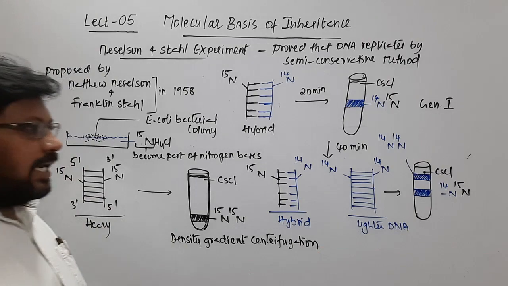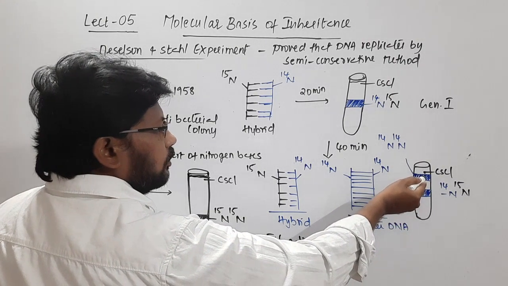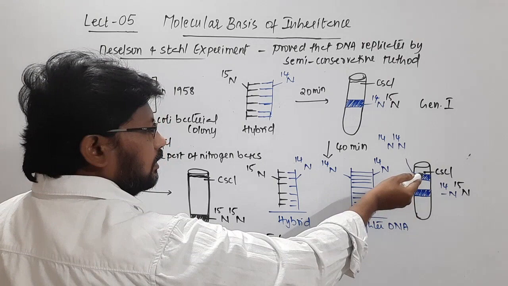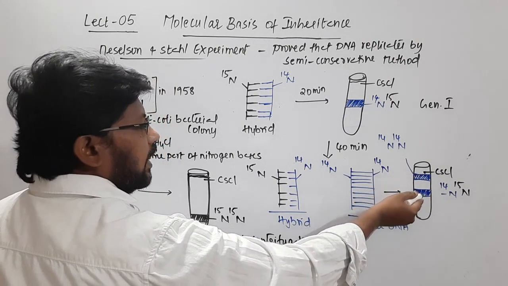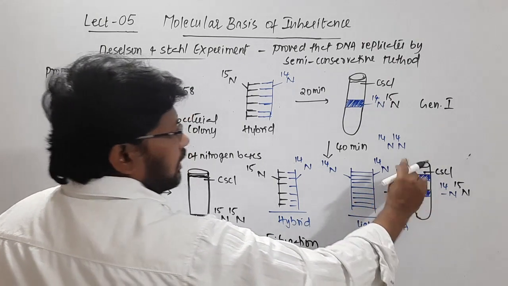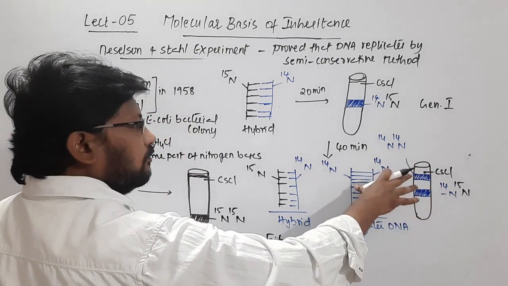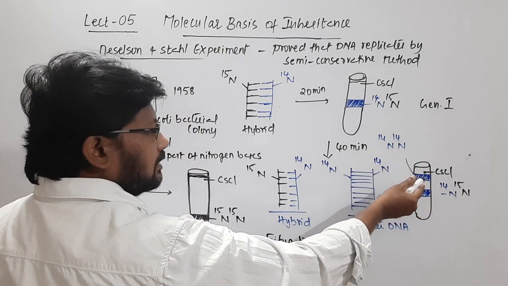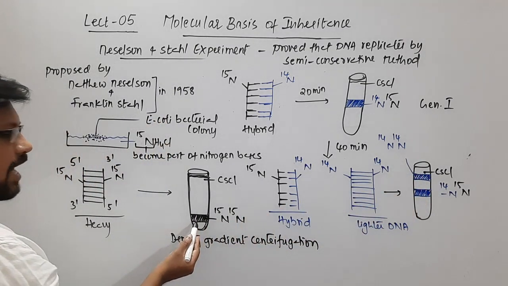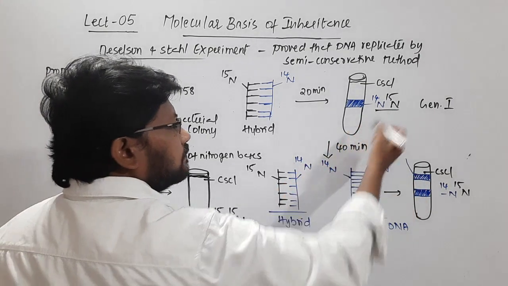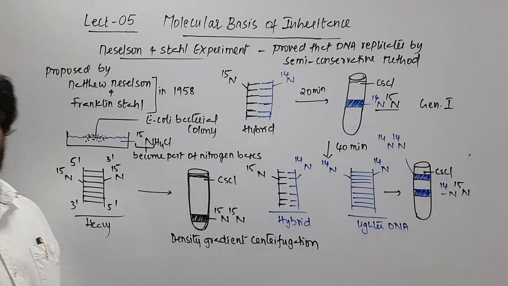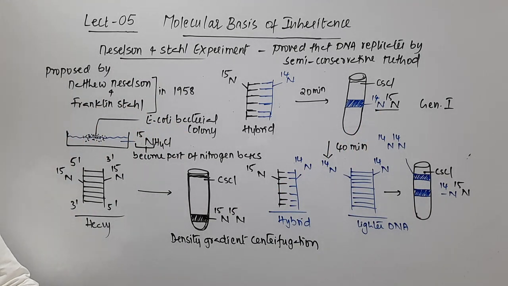So by obtaining two bands, one near the top of the test tube and one at the center, you can see that if the DNA strand were completely newly formed, then you would see either this band or this band. You will not see this band at all. And with this, Matthew Meselson and Franklin Stahl proved that DNA replicates by the semi-conservative method. I hope it's clear.